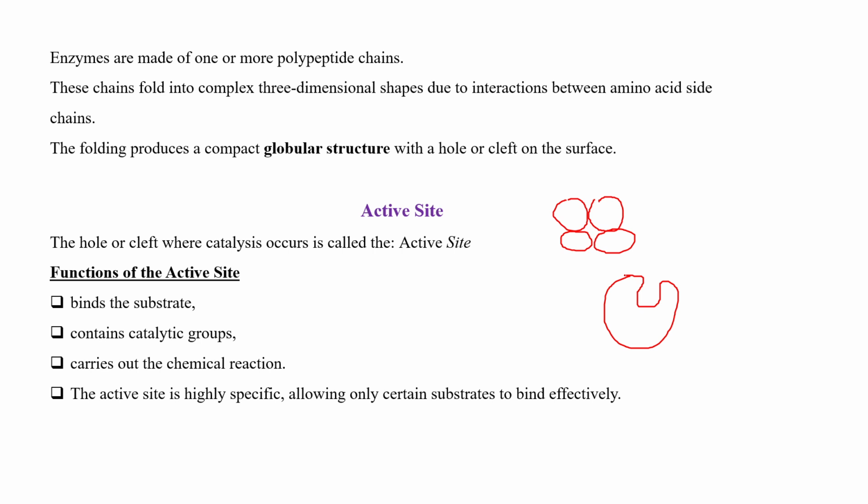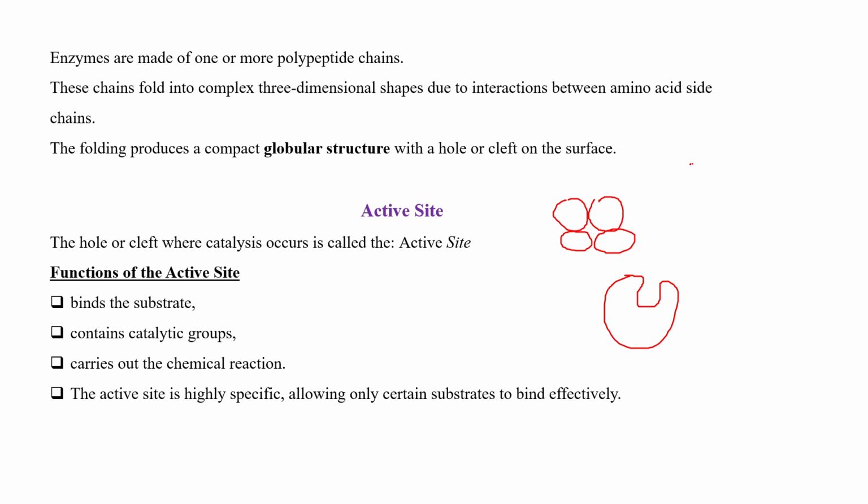So the folding produces a compact globular structure with a hole. The hole is what I've always been drawing, or the cleft, on the surface of it. That's where your substrate is actually going to bind, and that's what we are referring to as the active site. So the function of the active site is to bind to the substrate. That's one. It also contains the catalytic groups. That's two. It carries out chemical reactions. That's three. The active site is highly specific, right? So highly specific in a way that only certain substrates can bind to it.